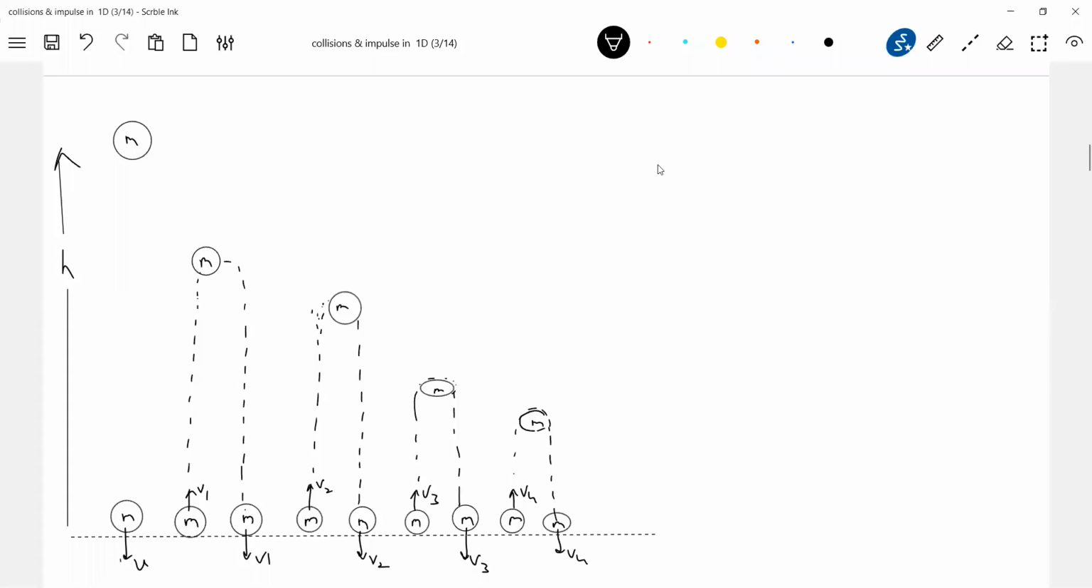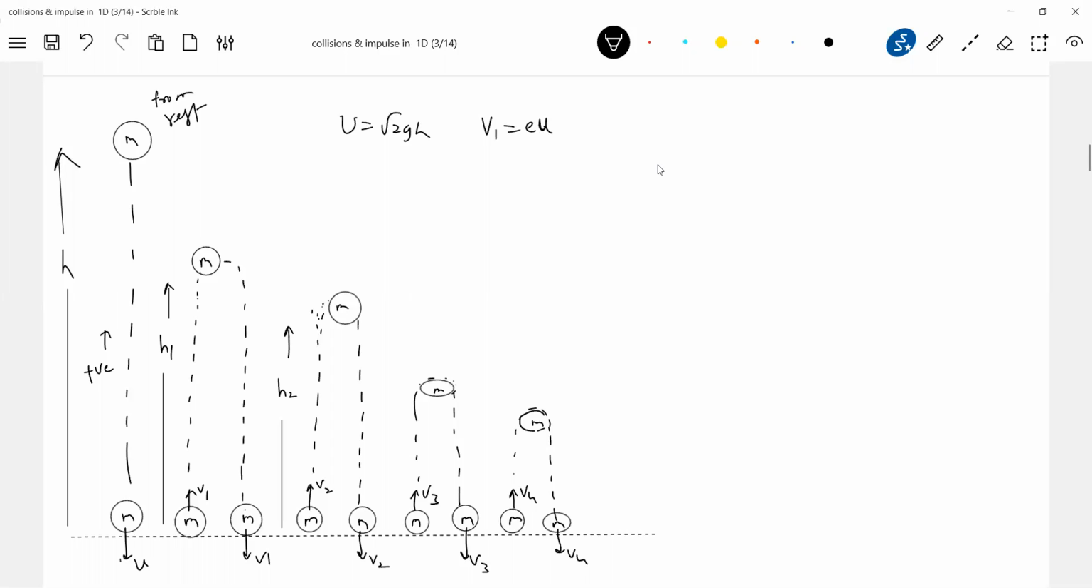So let's come to this one. Anything directed upward, let it be positive. What is u? u should be equal to root of 2gh because it is dropped from rest. Then what is the rebound speed? The rebound speed should be v1 equal to e into u. Then it will ascend a height h1, then it will ascend height h2, then h3.